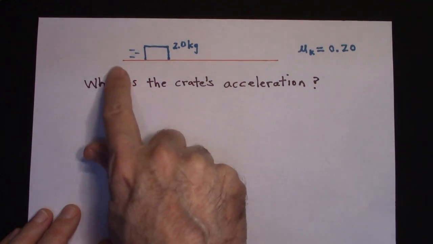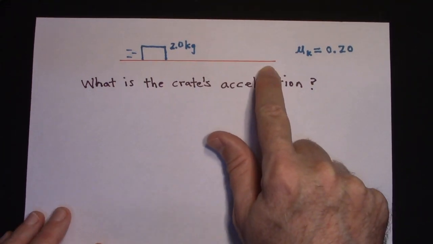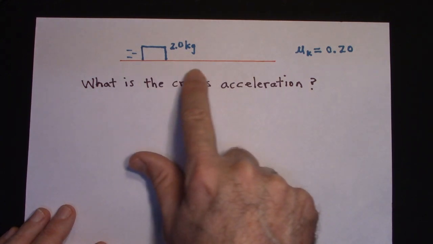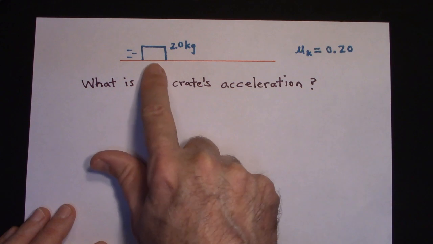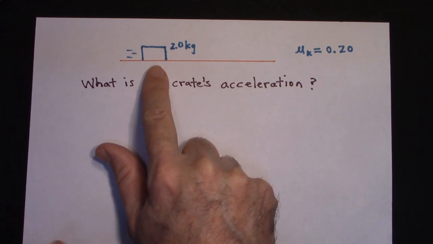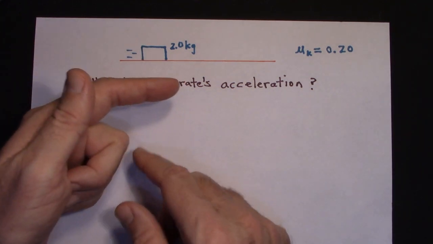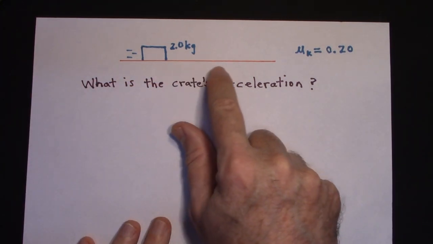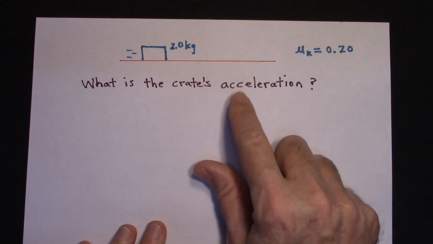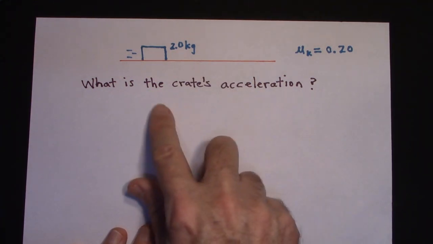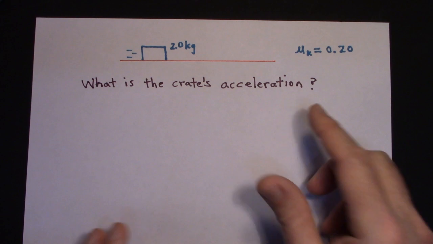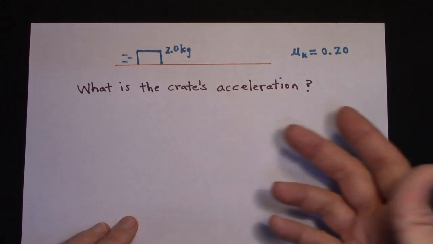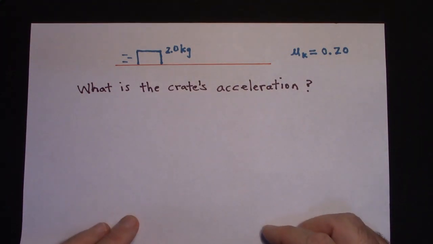Imagine you have this surface of a table that has some friction on it, and it's completely horizontal, and there's a crate that was pushed sometime in its past. It's moving to the right. It's 2 kilograms, and it's going to slide to a stop. But as it's sliding to a stop, we want to know what the crate's acceleration is going to be. Because if I know the acceleration and the velocity, I can figure out how long it's going to take to stop and how far it's going to go and all that stuff.